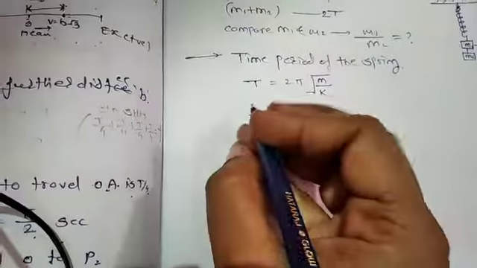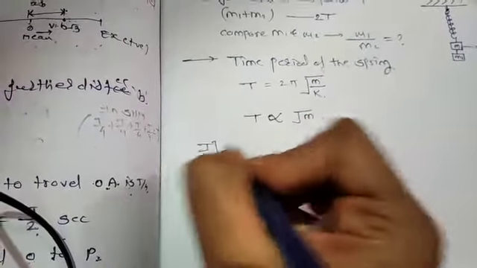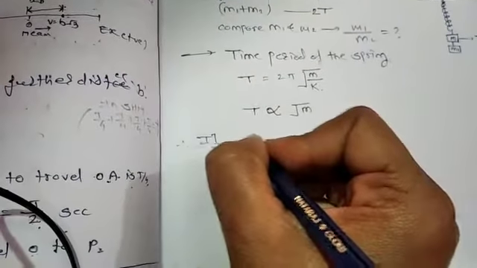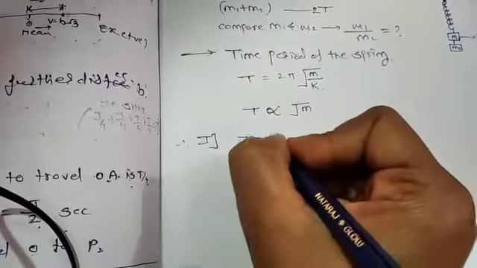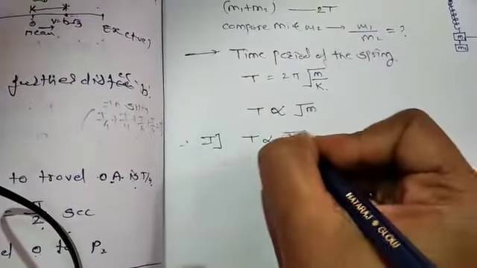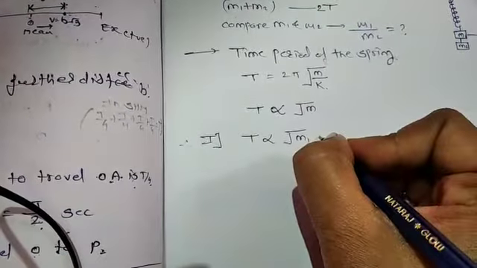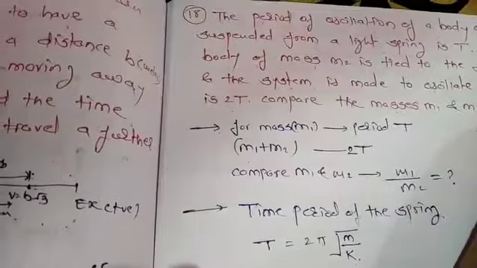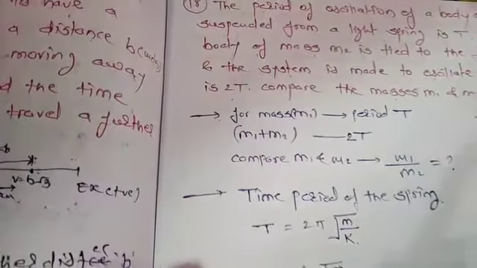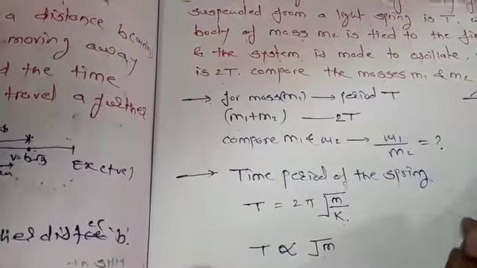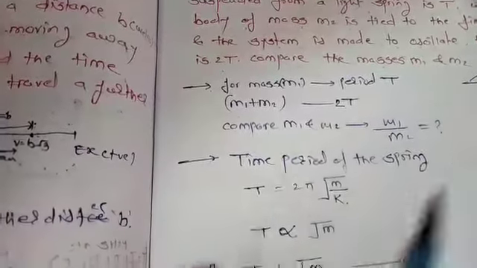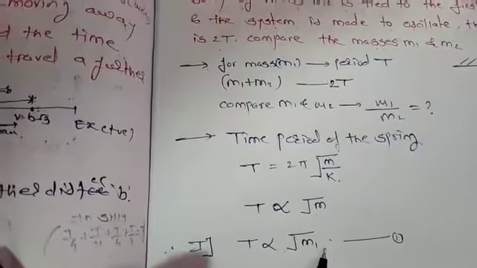So what is case 1? For the first, we can write T is directly proportional to root of m1. This is equation number 1, suppose. This is the given in the first case, that the period of oscillation of the body of mass m1, that is, when the single mass m1 is attached to the spring, then the period is T. So we have written here T is directly proportional to root of m1.